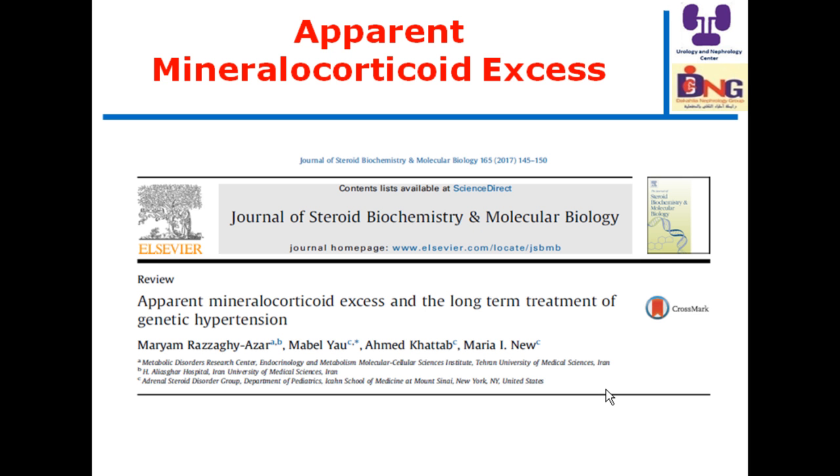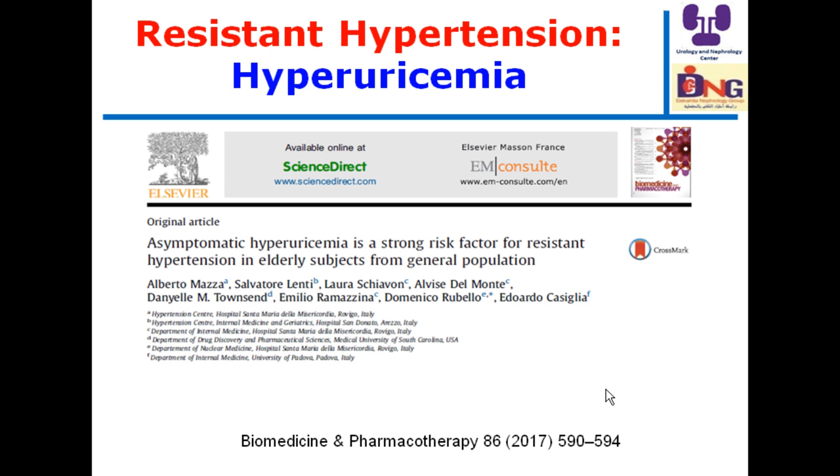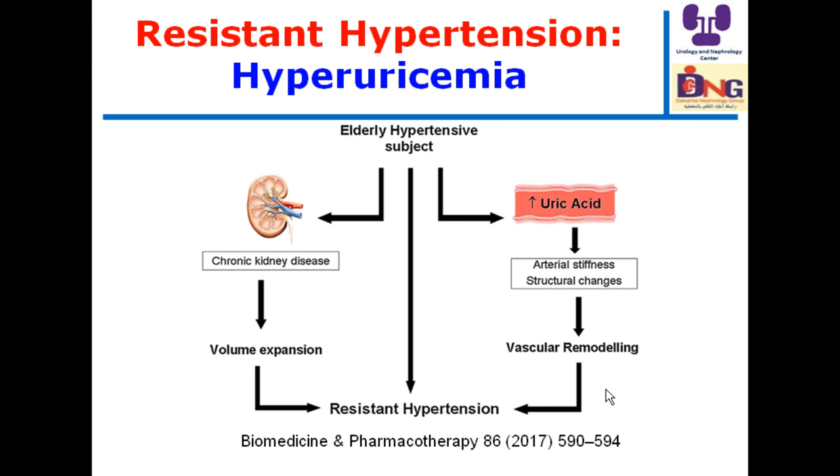The correlation of hyperuricemia with hypertension is shown from this study: hyperuricemia, especially in women, if serum uric acid exceeds 6.8, is correlated with severe hypertension, and this is beyond the theoretical backgrounds. Elderly hypertensive patients will develop chronic kidney disease, increasing uric acid. Increasing uric acid is associated with increasing arterial stiffness, vascular remodeling, and resistant hypertension.